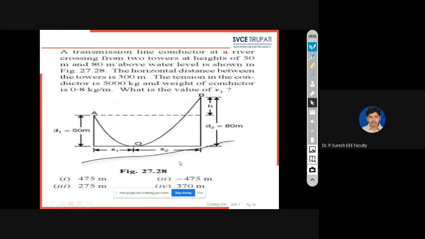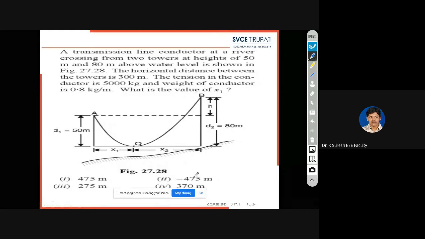And this is one type of problem. See here, a transmission line conductor at a river crossing from two towers. Heights are 50 meters and 80 meters above water level. The horizontal distance between the towers is 300 meters. The tension on the conductor is 5000 kg and the weight of the conductor is given. What is the value of x1? Directly we can use that formula. What is the formula for x1? x1 equal to L by 2 minus TH by WL.